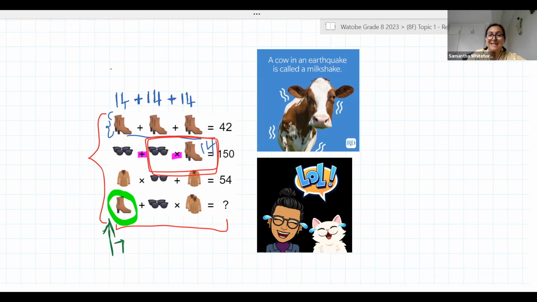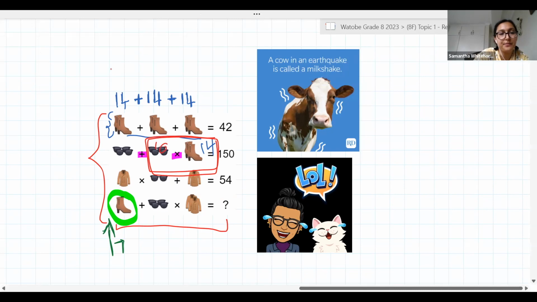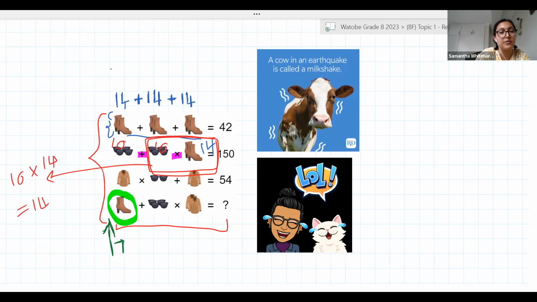Okay, Tingo said 10, and I think I am tending to agree with that. Let's see why. So if each of these sunglasses are 10, the pairs of sunglasses are 10, if we do the multiplication first, we know that 10 times 14 gives me 140. And then if I add 10 to that, I get the 150 that I wanted. And so I would definitely agree the double sunglasses is worth 10. So in this final expression, we now know that those 2 pairs of sunglasses are worth 10.